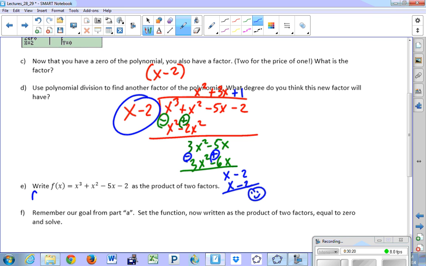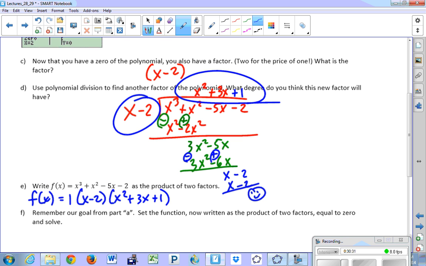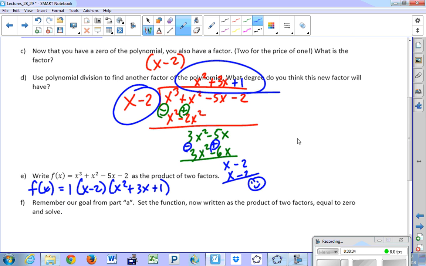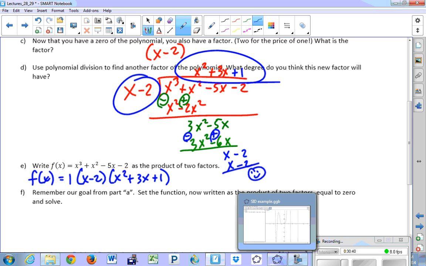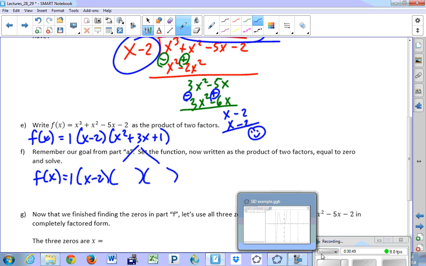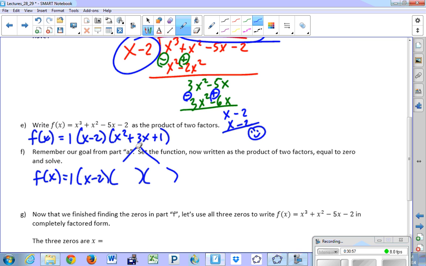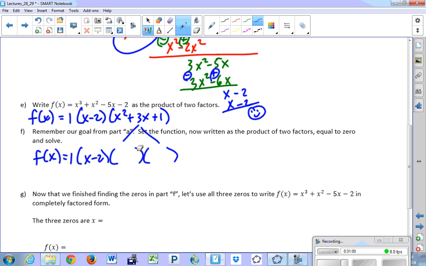So now I can rewrite this. My leading coefficient is 1. I know I have one factor, x minus 2, and here's my other factor, x squared plus 3x plus 1. But I haven't completely factored it. I want to completely factor this, so I have to be able to factor the second factor into two linear factors, because that's always our goal, to keep factoring. So how am I going to factor x squared plus 3x plus 1? There are no factors of 1 that add up to 3, so I can't factor it using my normal means.